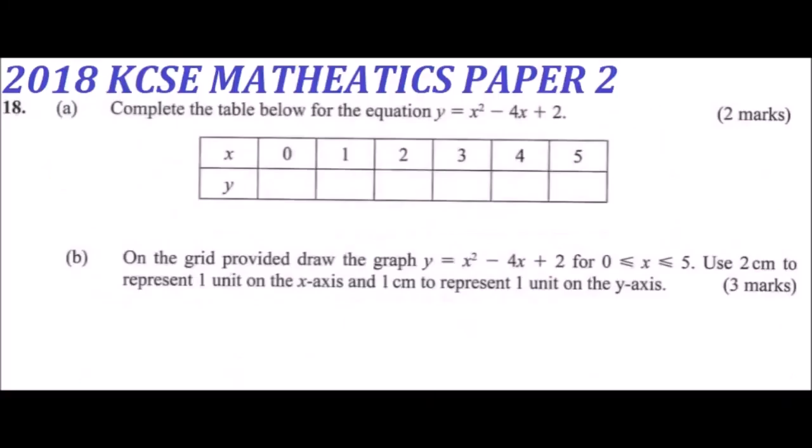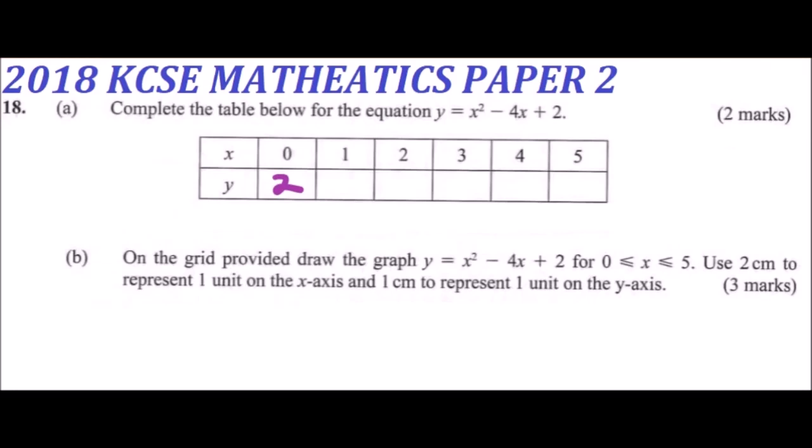So this is question number 18, 2018 KCSE Mathematics Paper 2, which is on graphs. Part A, you are required to complete the table below for the equation y is equal to x squared minus 4x plus 2. So we are given the table here. So you substitute the values of x in our equation or the function. So when x is 0, this will be 0. Minus 4 times 0, that is 0. So y will be 2.